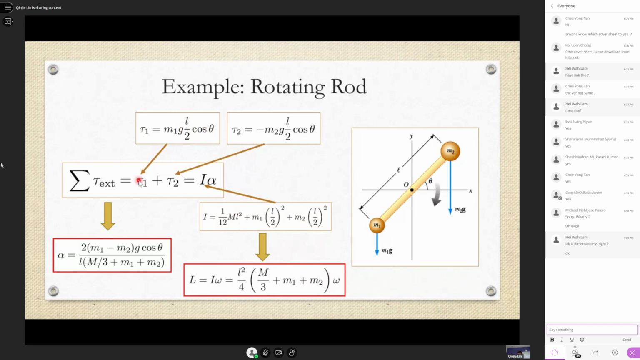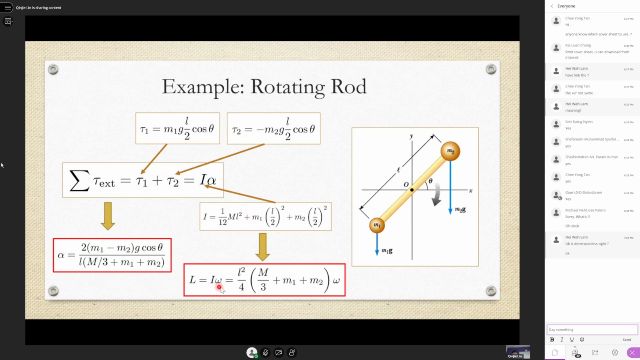So you have something for tau 1, something for tau 2, something for I, and you're left with alpha. If you combine all these together and make alpha the subject, you will get this expression. Of course, if you have numbers, you just put them in and you will get a value for the angular acceleration.